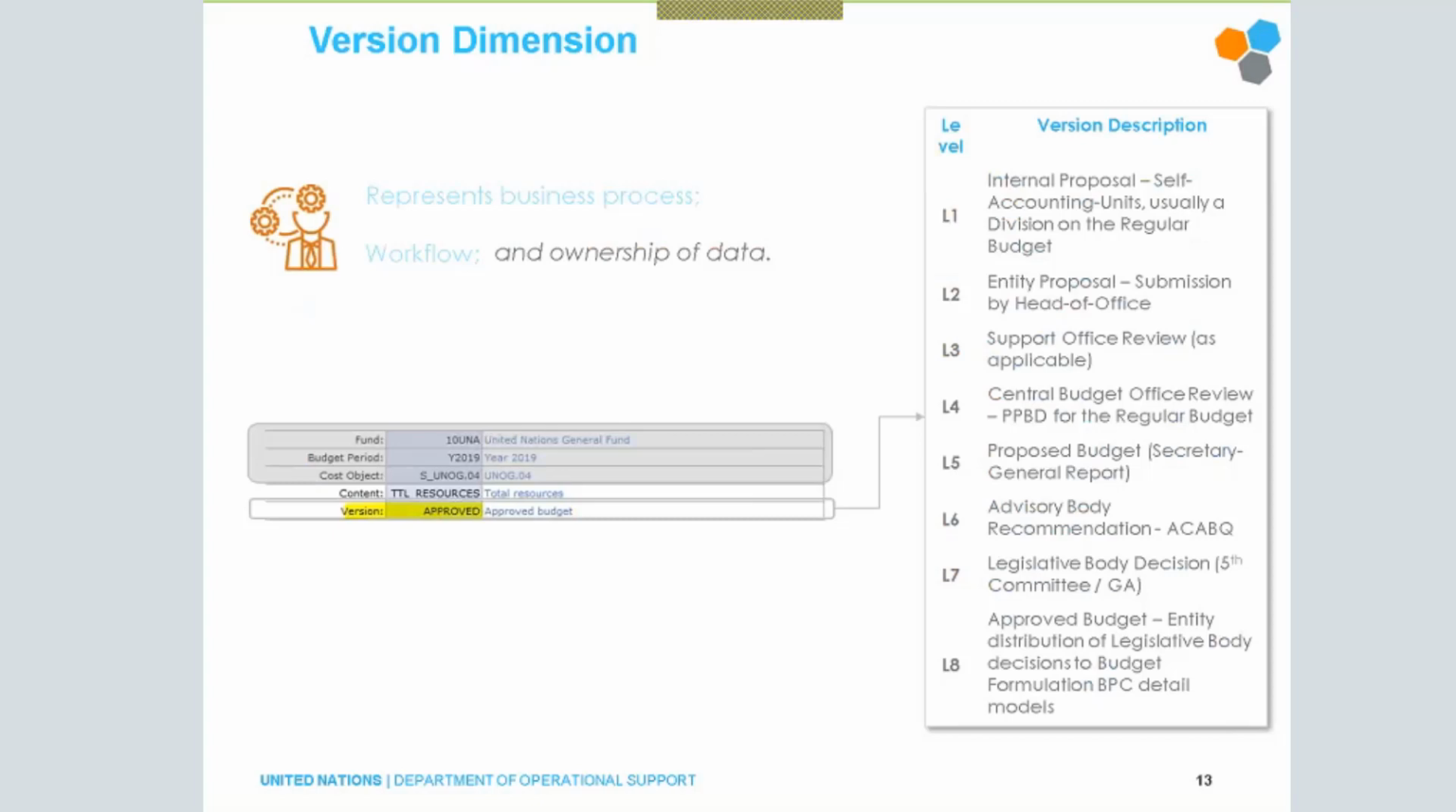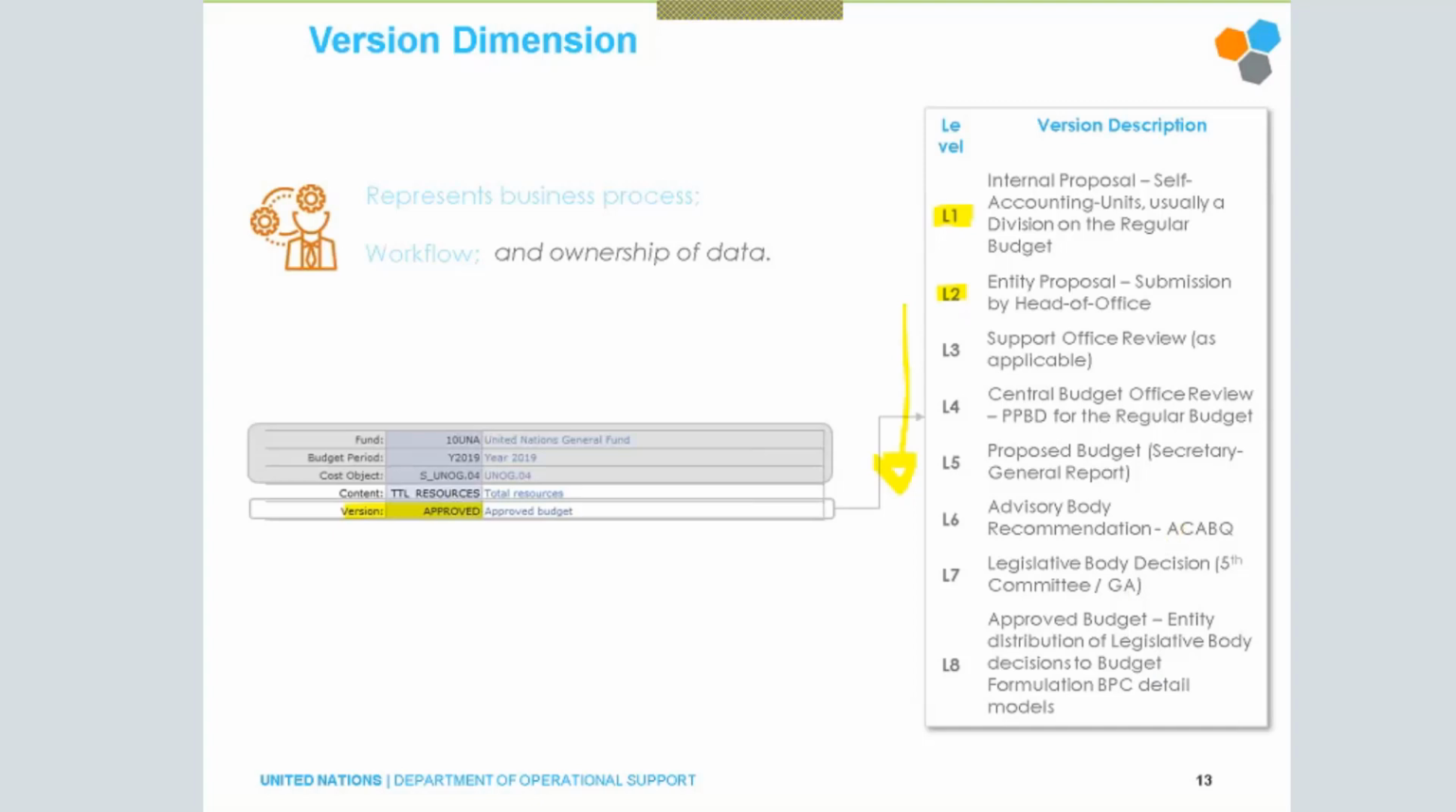So when you enter your first internal proposal, you will have to do it in version L1. Whenever you access the form, if you are a planner, even if it's for position or non-position, you're going to be working at version L1. This version L1 later will be approved and converted to L2. And then from there on, we'll go all the way through the Central Budget Office review of PPFBD, and then the Secretary General report, advisory bodies, ACABQ, the Fifth Committee, etc.